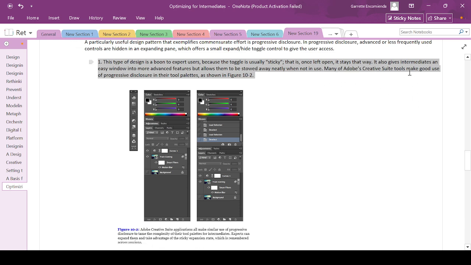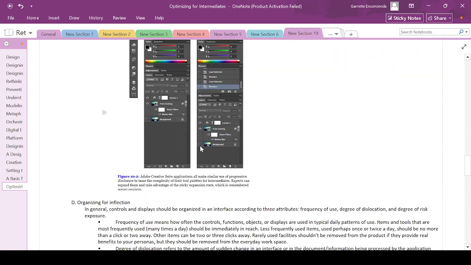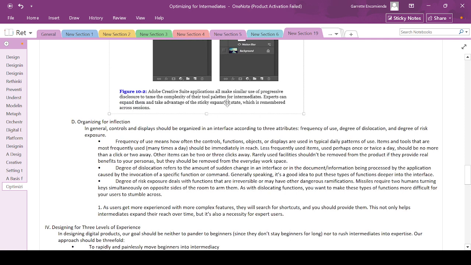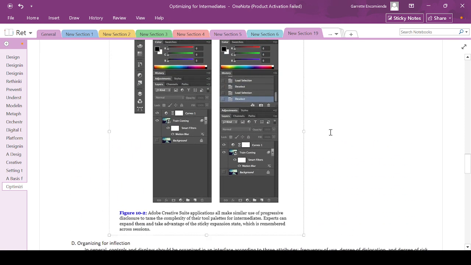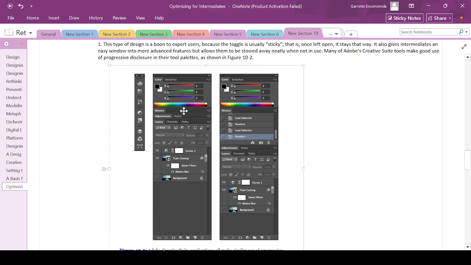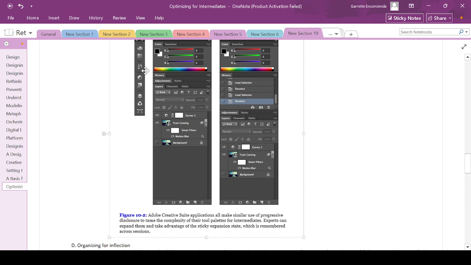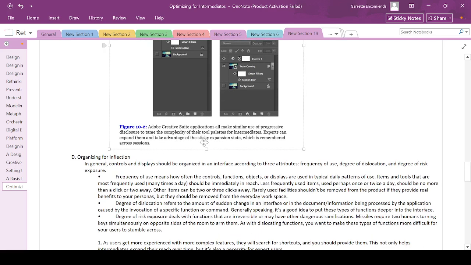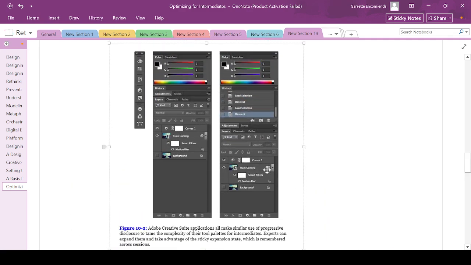Many of Adobe's Creative Suite tools make good use of progressive disclosure in their tool array, as shown in figure 10.2. The Adobe Creative Suite applications all make similar use of progressive disclosure to tame the complexity of their tool palette for intermediates, so that it is not hard to read for them. They can just do their simple task because they don't have time to learn this for now.